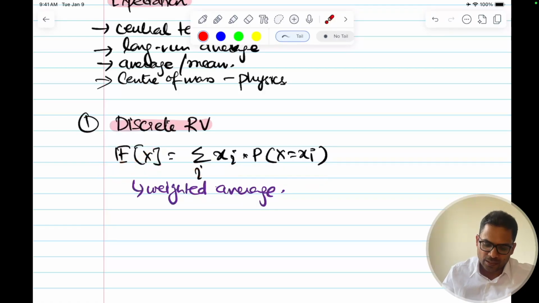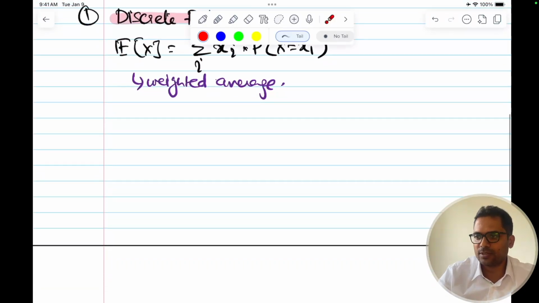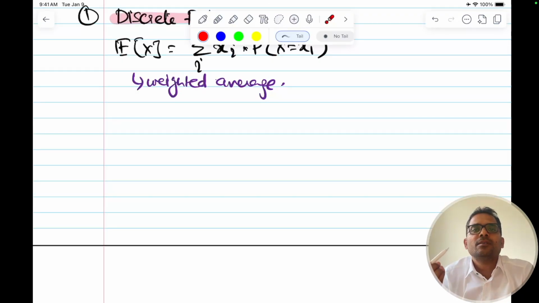Let me give you a simple example so that you understand. Say for example, we are playing a game. We toss a coin, and if you get a head, then you win rupees 100, and if you get a tail, then you lose rupees 50. Plus 100 on heads, minus 50 on tails.